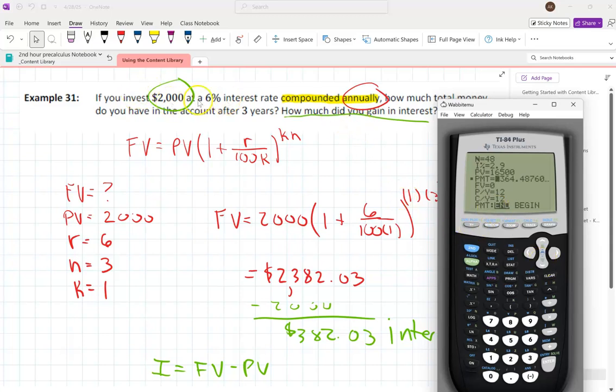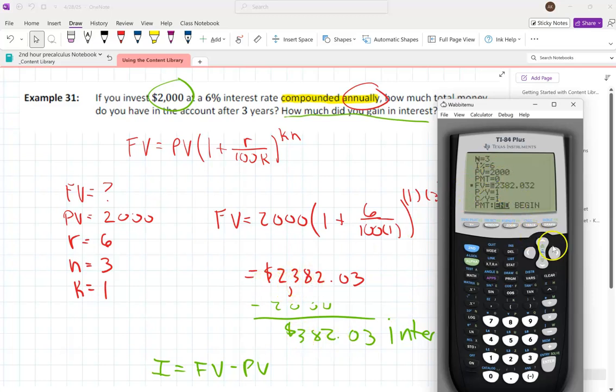so we invest $2,000, 6% compounded annually after 3 years. So 3 times 1 is my number of compounds. 6 is my interest. My present value is 2,000. I'm not making any payments. My number of compounds per year is 1 and payments per year is 1. And I'm looking for a future value, so alpha, enter. And there is my value.